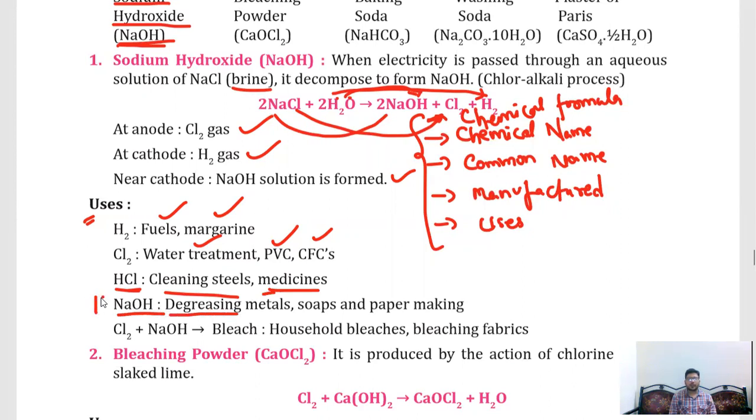This is so important because you are reading about sodium hydroxide, so you have to understand this. Degreasing metals: when there is grease on the metal, to remove the grease we can use it for degreasing. It is used in the manufacturing of soap, and at the same time in paper manufacturing industries.